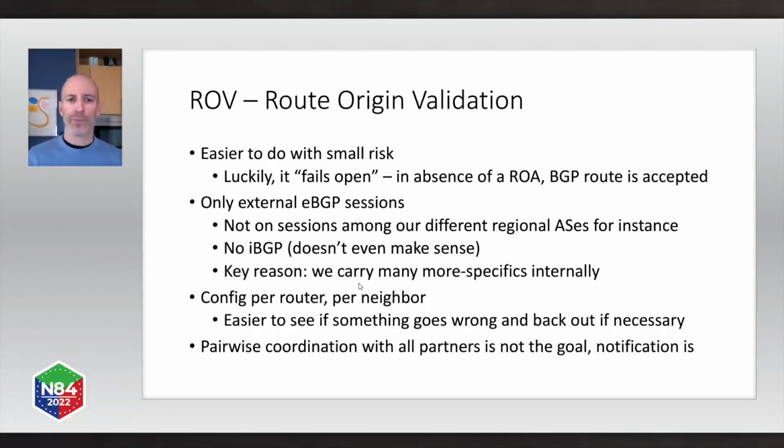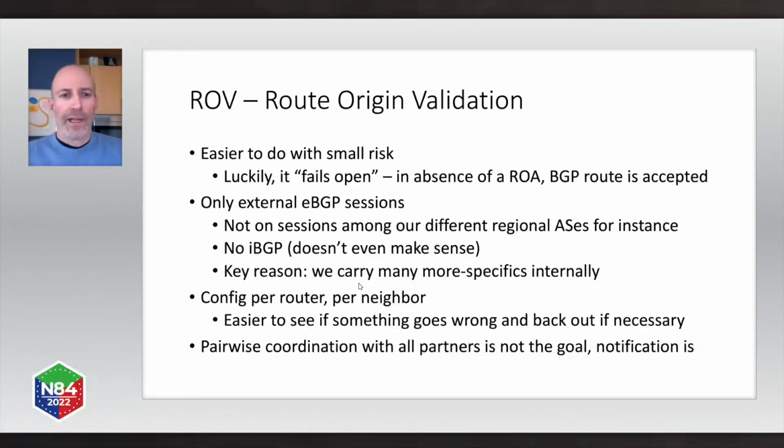And something to think about is we carry many more specifics internally. That's probably true of a lot of networks, including ones that are originated from private ASs, which don't get seen by the outside world. So there are ways that maybe you could undertake to do this, but for us, it didn't make sense to bother with all that. The configuration ends up being per router and per neighbor. So as we were rolling out incrementally, it was easier to see if something goes wrong and to back it out if necessary. So it was kind of like a one step at a time, crawl, walk, run. Sometimes people describe it that way.